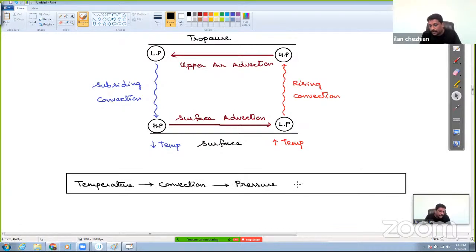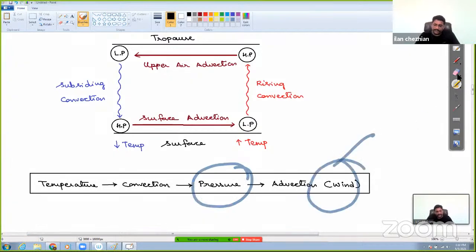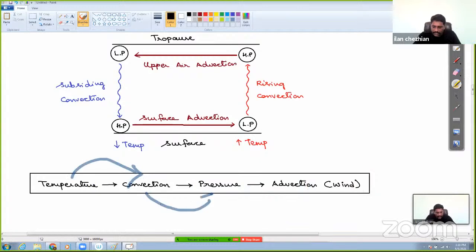Once the pressure system is created, then you have the horizontal movement of air mass, you call as what? Advection. Advection is the technical term, but in layman's understanding, we call this advection wind, my friend. So wind is the resultant factor. So what is the relation between pressure and wind? We have seen: temperature causes convection, convection causes pressure. That's the reason sometimes we directly say temperature is causing pressure.